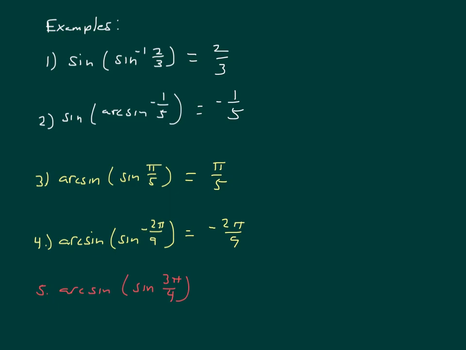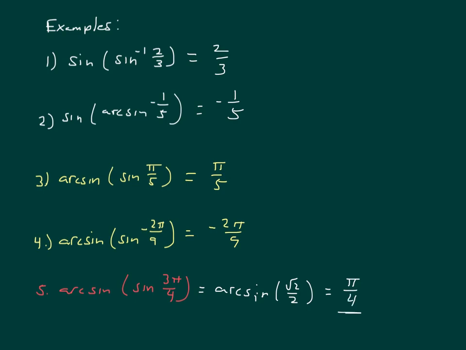The difference, though, is in the fifth one, the arc sine of the sine of 3 pi over 4. In this case, 3 pi over 4 does not fall in that range from negative pi over 2 to pi over 2, the range of the inverse sine function. And so when I look at this problem, I know that the sine of 3 pi over 4 is square root 2 over 2. So that's going to be the arc sine of square root 2 over 2. Now we're looking at an angle between negative pi over 2 and pi over 2 that has a sine value of square root 2 over 2, and that answer comes out to be pi over 4.